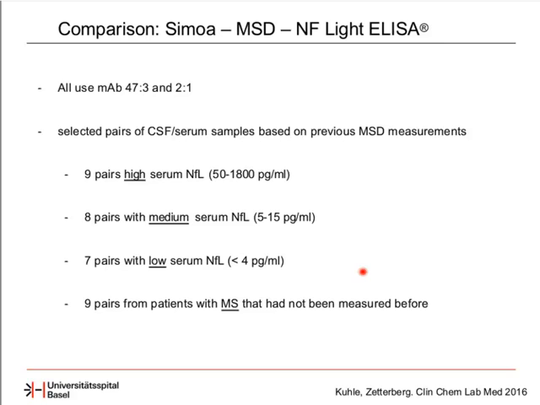And for this study, to directly compare these different methods, we selected pairs of CSF and serum samples based on what we had measured before. So we chose high serum and CSF samples, medium and low samples, and also some unmeasured pairs of MS.